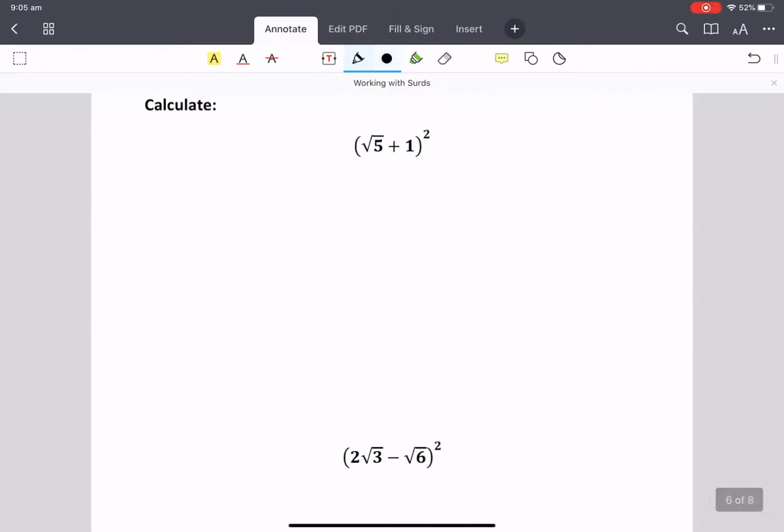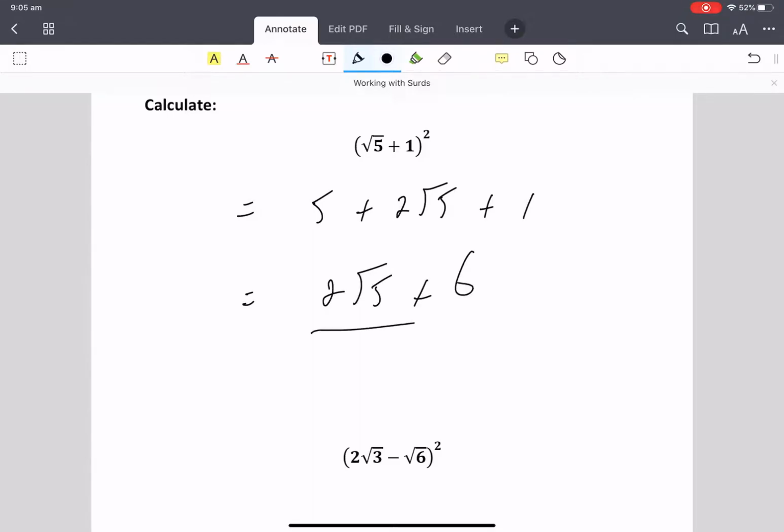Expand, calculate. We know our patterns, a plus b squared is a squared plus 2ab plus b squared. Root 5 squared is just 5, plus 2 times root 5 times 1, which is just 2 root 5, plus b squared, which is 1. Expansion patterns, got to know them.